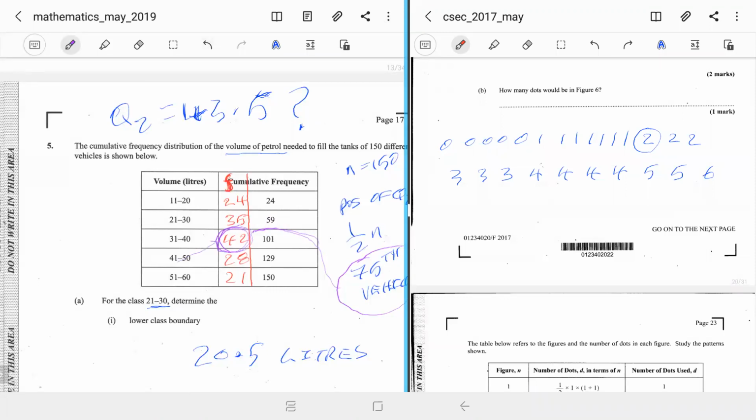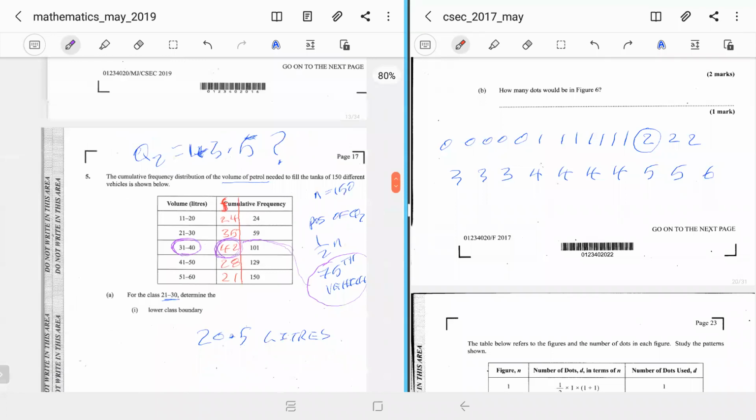And all of these 42 vehicles took an amount of gas in this range, between 31 and 40 liters. And the 75th vehicle took the median amount of gas, because it is the one in the middle of the distribution, from the ones who took a low amount up to the one who took a high amount. So the 75th vehicle must be one of the ones that took this.